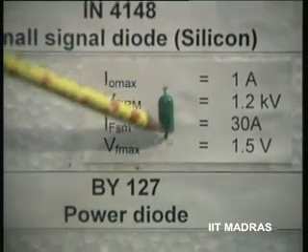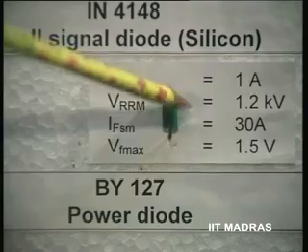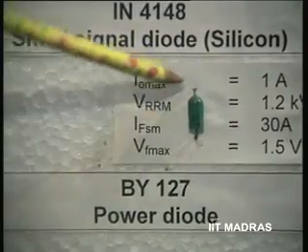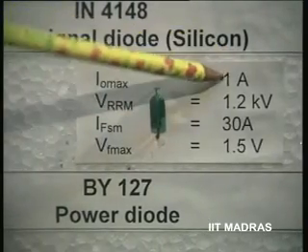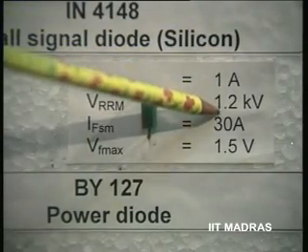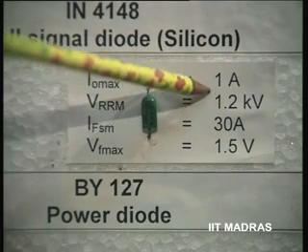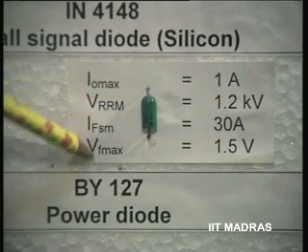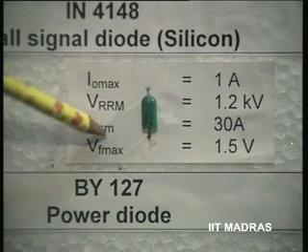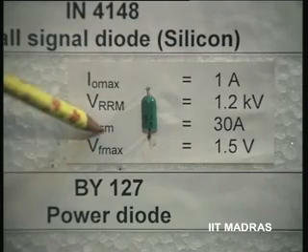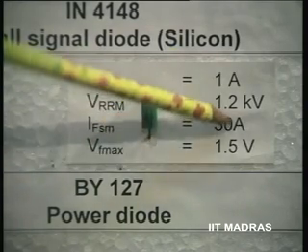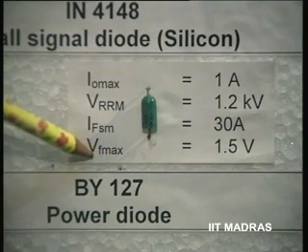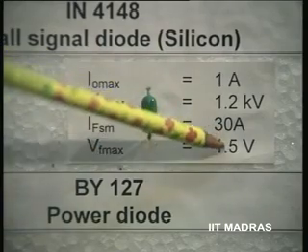Finally, we have a power diode. You can see the size compared to the other ones. This size is bigger, and it can carry a current of the order of 1 ampere, and its peak inverse voltage rating is of the order of 1.2 kilovolts. And this is what I had discussed when we designed our rectifiers. The forward current that it can sustain is of the order of 30 amperes, and Vf maximum is of the order of 1.5 volts.